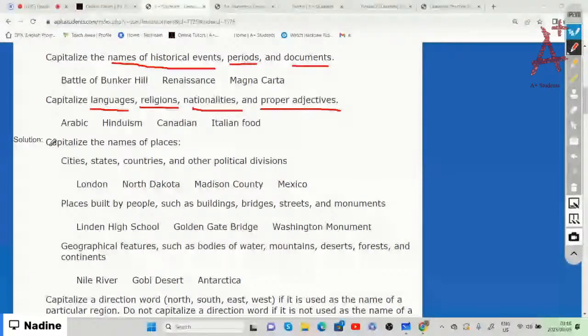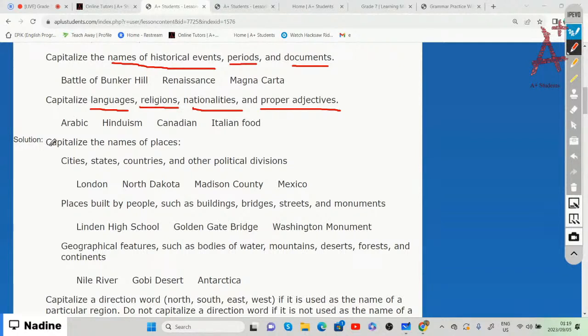Our religion, what we stand for, our religious beliefs. So religion, like Hinduism, Christianity, Islam, right? Buddhism, we write that in capital letters. So the start of that word, or the first letter of the word, we capitalize.